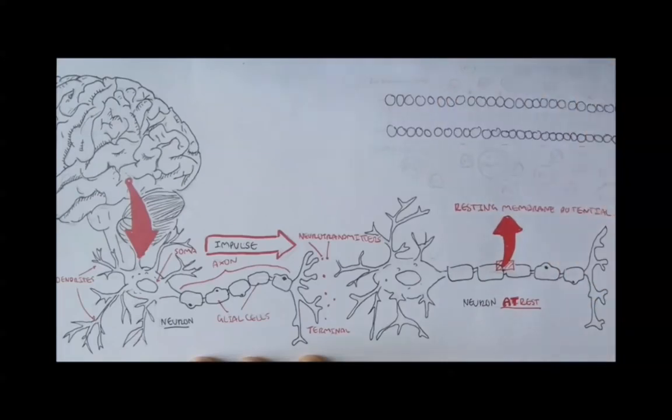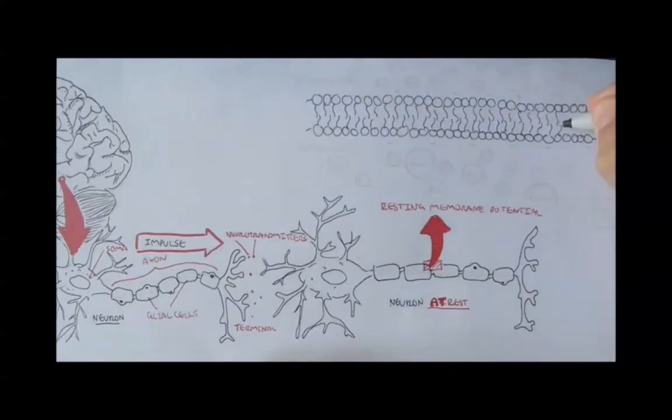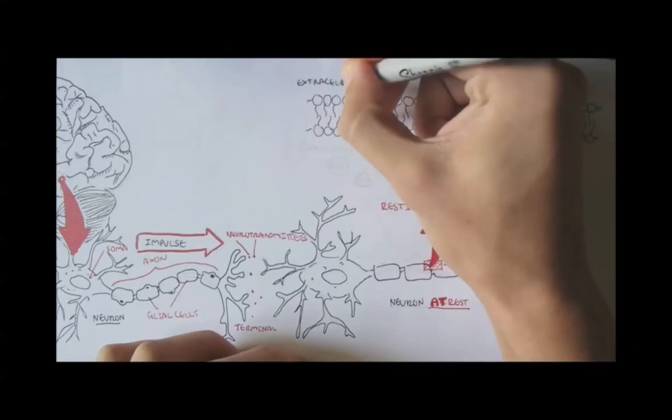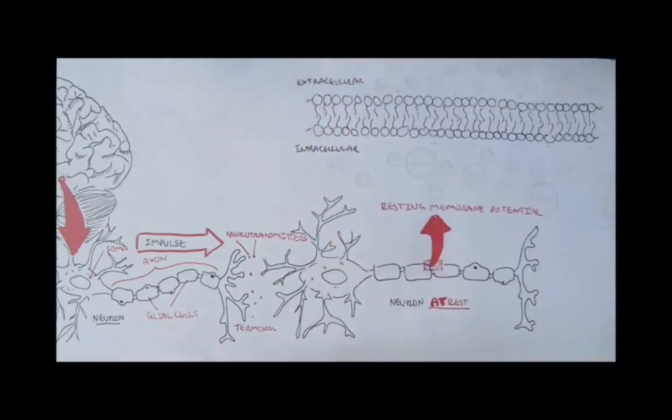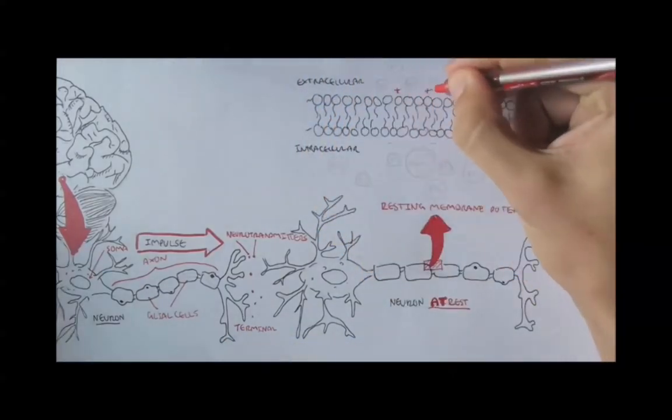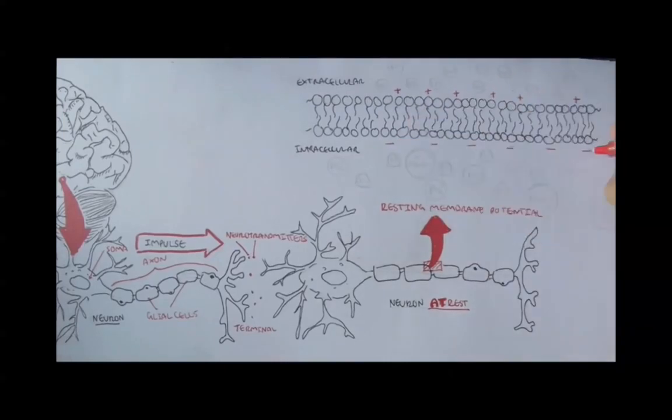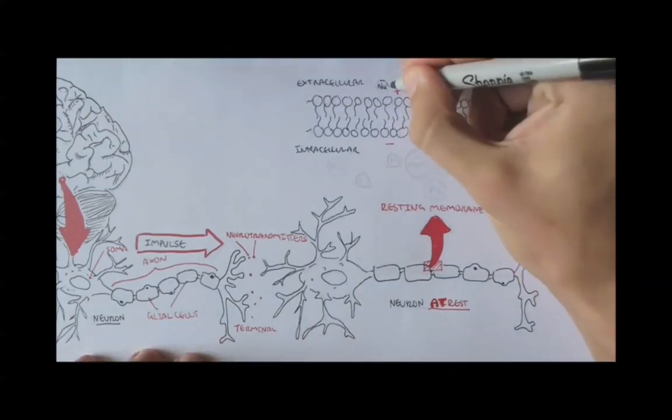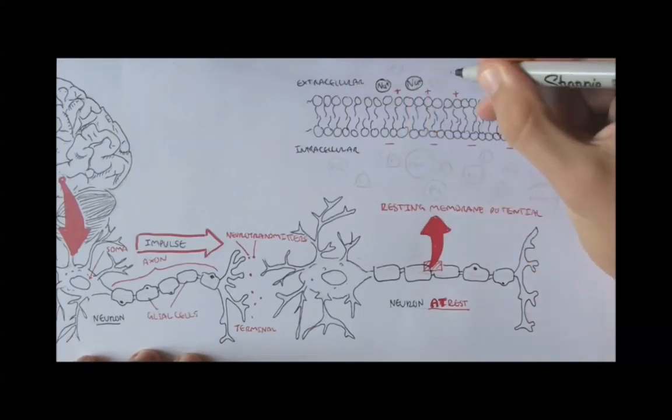So the membrane is composed of a phospholipid bilayer. Here is the extracellular fluid and the intracellular fluid. At rest, the inside of the cell is negatively charged, whereas the outside is positively charged. The difference is about 70 millivolts. What creates these different charges across the membrane are ions. Let's look at the key players.